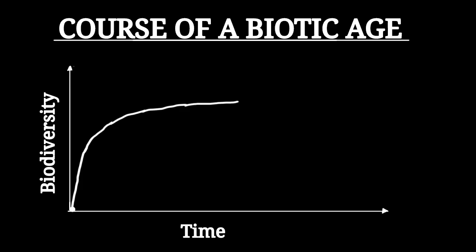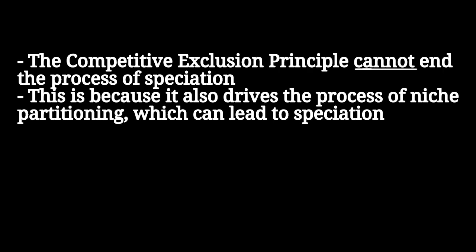A biosphere's evolution is initially driven by the gradual biospheric process of available niches shrinking. Eventually, though, a cataclysmic event from outside the biosphere occurs. Something interesting to note is that the competitive exclusion principle can never stop speciation. It can slow down speciation but not stop it. This is because the principle also drives the process of niche partitioning. This is where interspecific competition is resolved by the species using the same resource differently, thus allowing them to coexist.